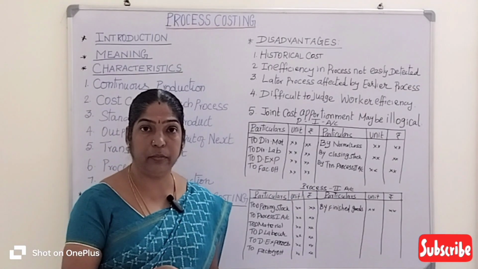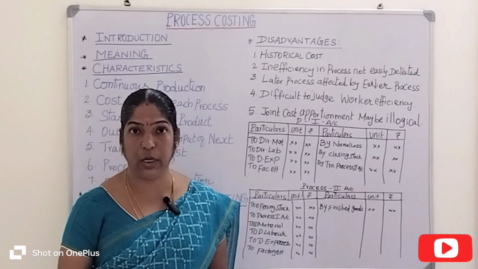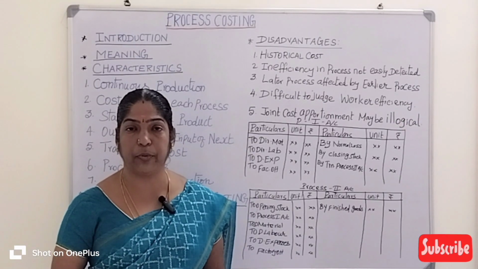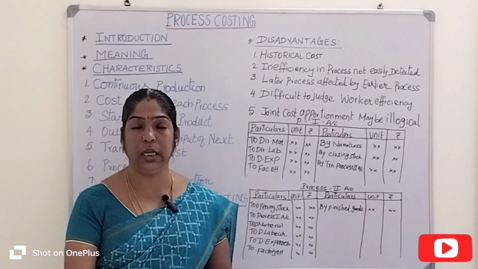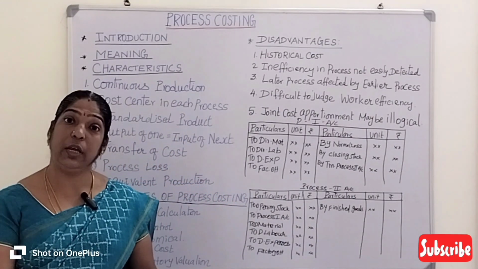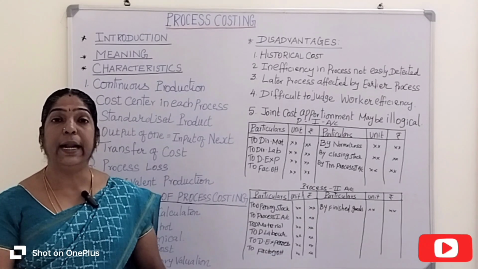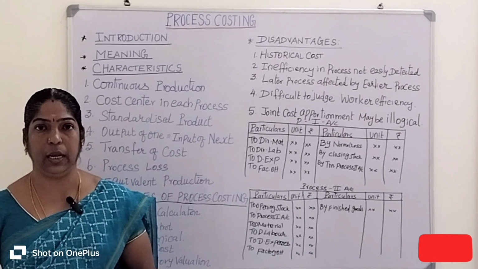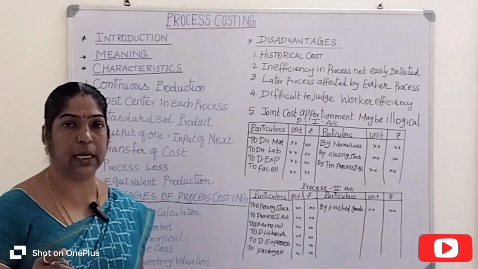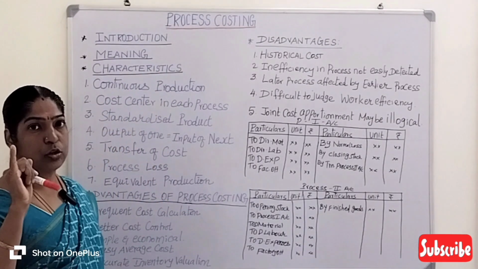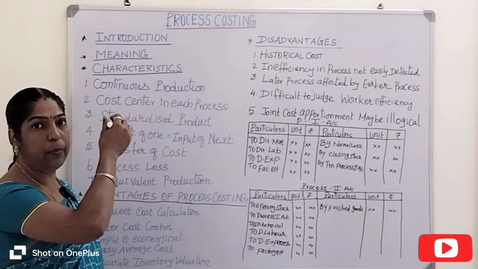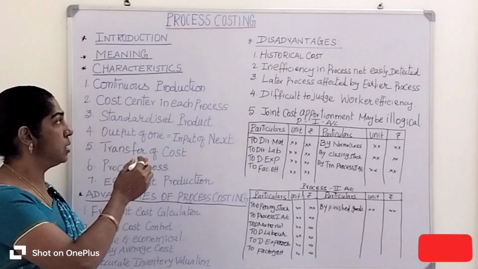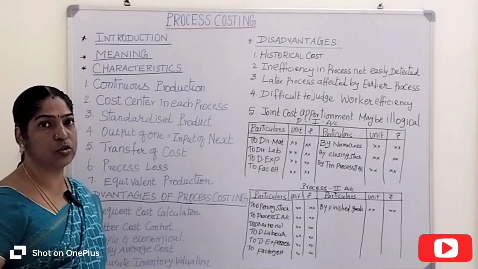If we have 20 semi-finished units, how can we equalize the production? We can convert it into 10 fully finished units. Okay, so I hope you understand what is meant by process costing and the 7 characteristics of process costing.